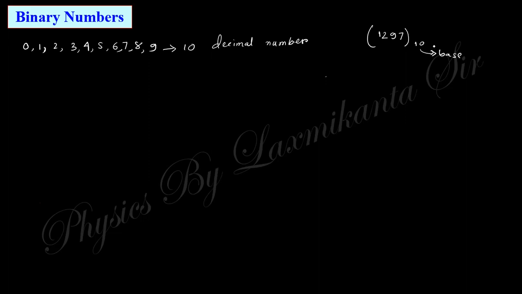Okay, so what do you mean by binary number? Actually, the binary number is used in our integrated circuits or computers. Binary means 2. So only 0 and 1 are used to represent any number.